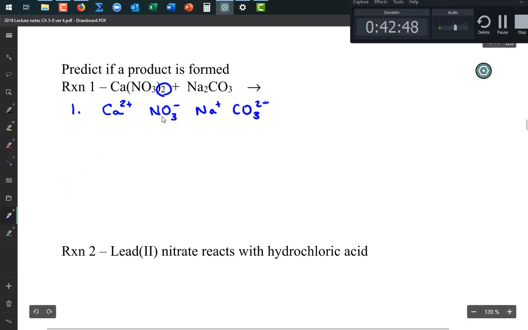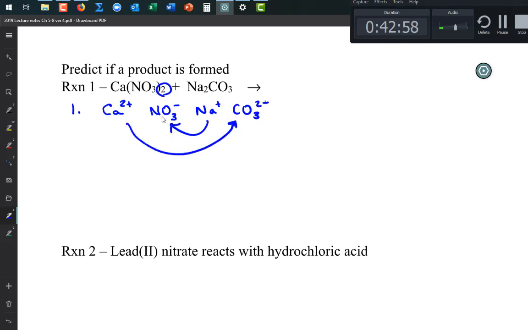That subscript stuff, okay? So now I'm going to predict the new products. Now the double replacement, we're going to go like this goes with this, and this goes with that. So we're going to predict the products. This is step two. It's kind of like you're doing the FOIL method without the first and the last. It's the insides and the outsides that you're putting together.